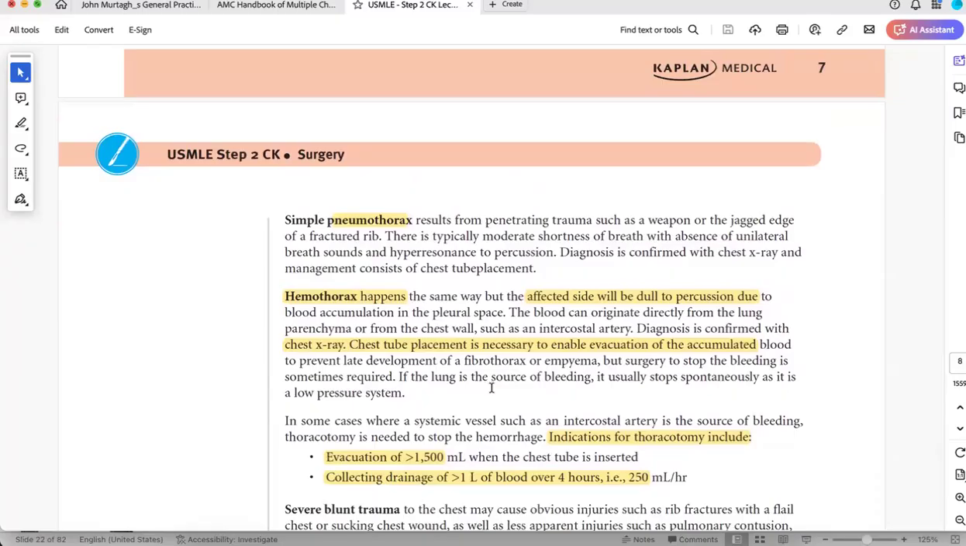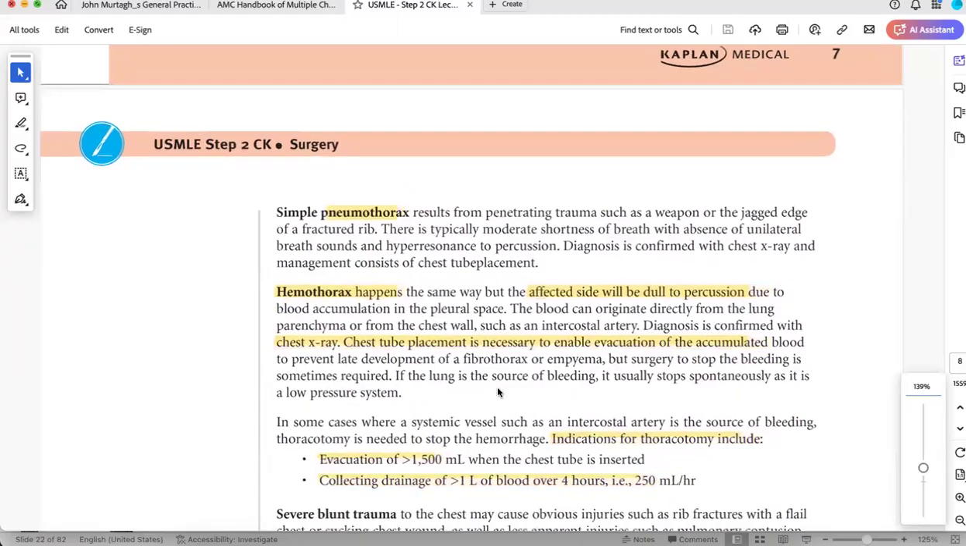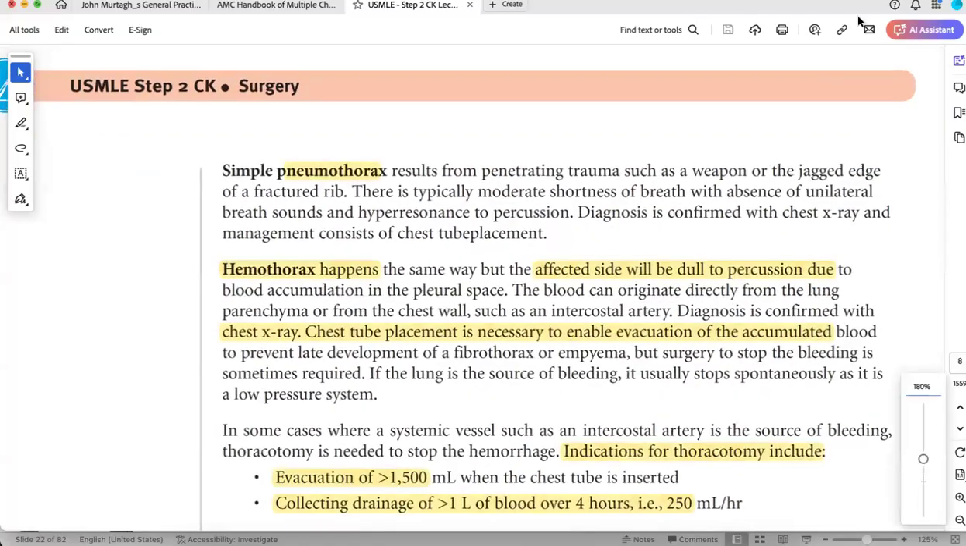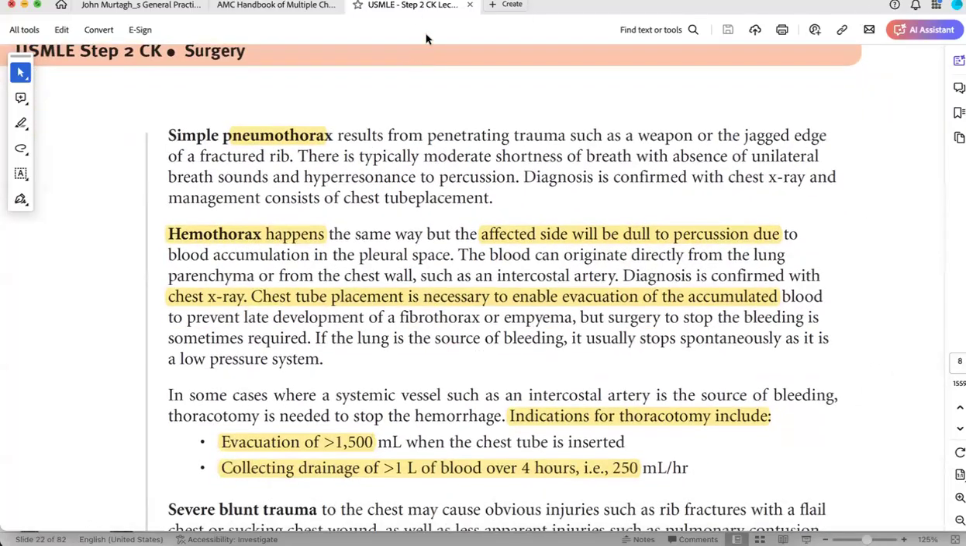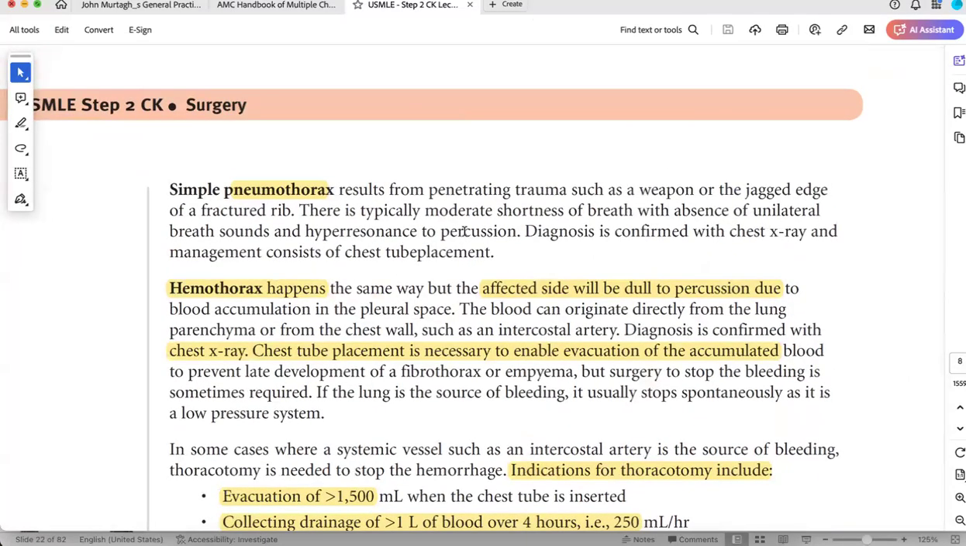Hemothorax. So hemothorax is another possibility. Pneumothorax means air in the pleural cavity, and hemothorax means blood in the pleural cavity. Now, how to differentiate pneumo and hemo? In pneumothorax, the patient will have hyperresonant percussion, right? And in hemothorax, the percussion note will be just dull. So that is one of the easiest ways to differentiate just by doing this simple examination, whether it is pneumo or hemo. For both pneumo and hemo, you have to do a chest X-ray.